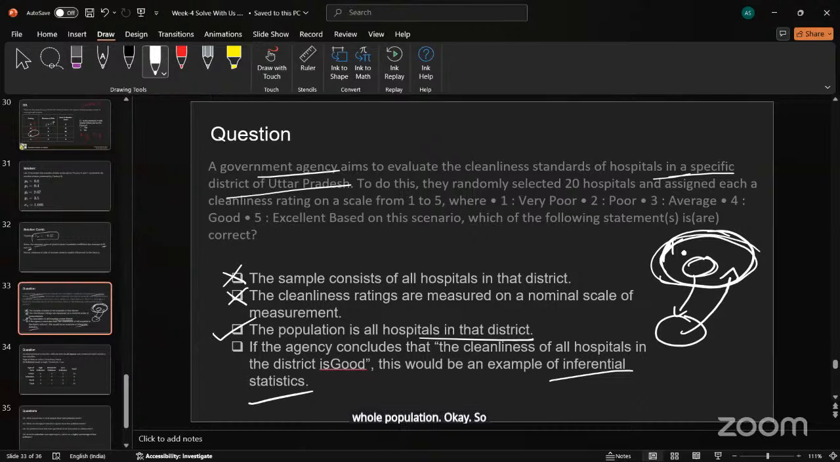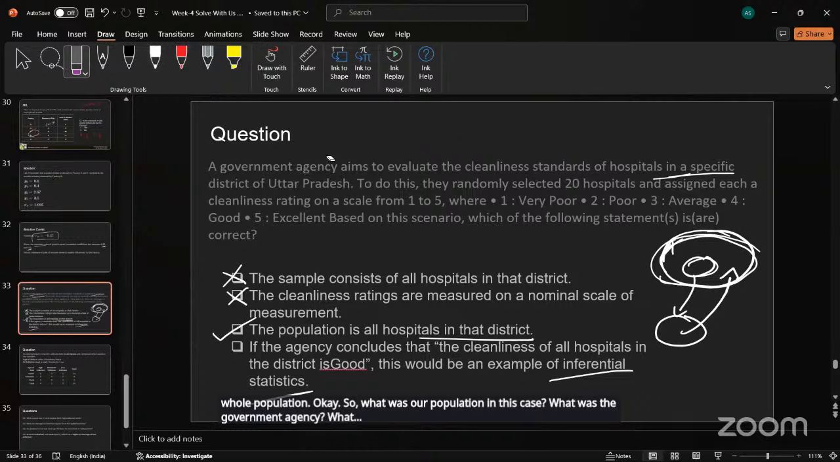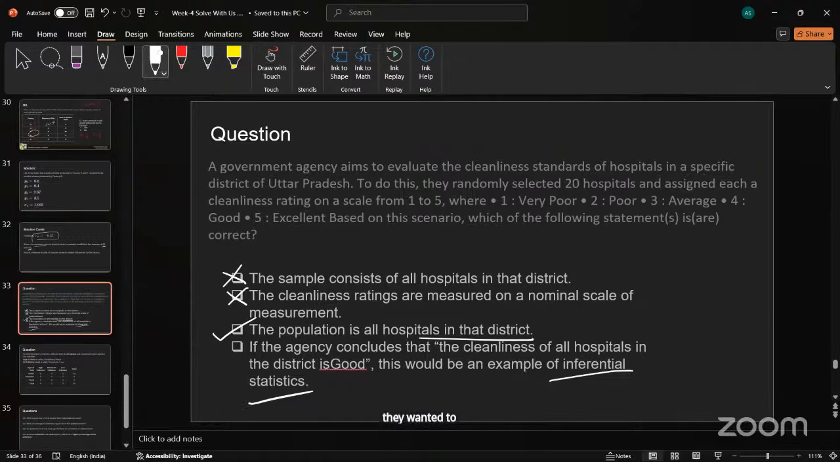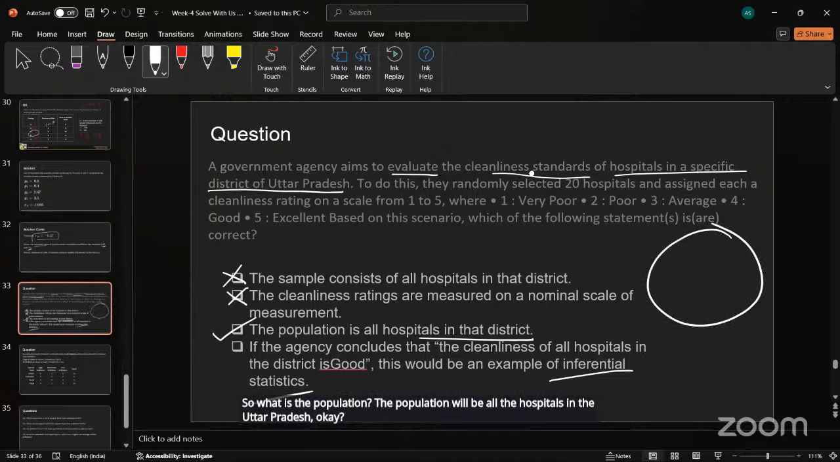So, what was our population in this case? What was the government agency? What did they want? They wanted to assess or evaluate cleanliness standards of all hospitals in Uttar Pradesh, right? So, what is the population? The population will be all the hospitals in Uttar Pradesh.